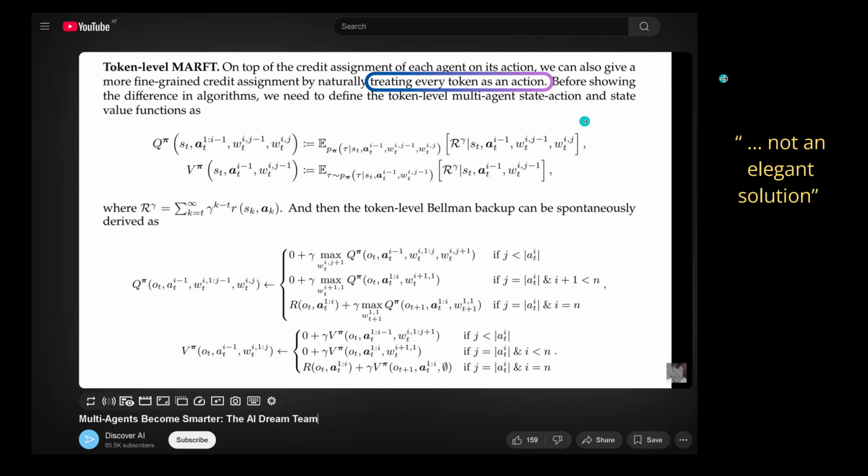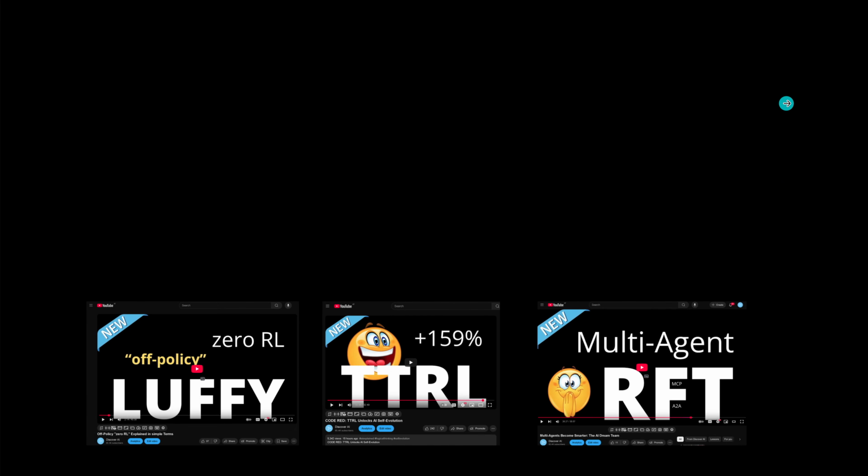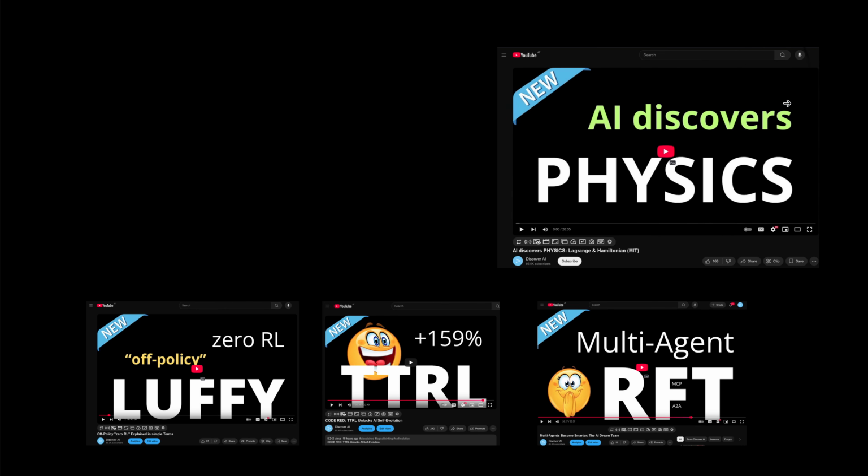And you see in one of my last videos when we talked about multi-agent learning, I told you, yeah, it's great, but this is not an elegant solution. Because if we have to treat every token as an action in our token level multi-agent reinforcement fine-tuning methodology, this is rather complicated, especially if we code it, no? So what would be an alternative?